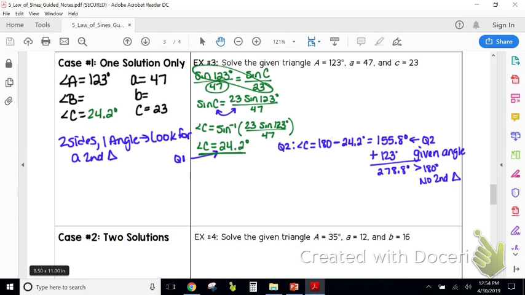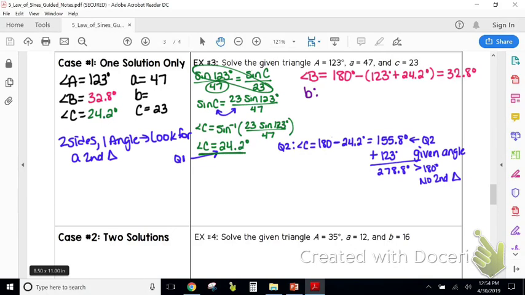Alright, so what do you want to find next? Angle B? So we got 180 minus the other two added together. And so what is angle B? Good, 32.8 degrees. And then we get to find side B. And so I'm going to use the ones they gave me because I know that those numbers should be correct.